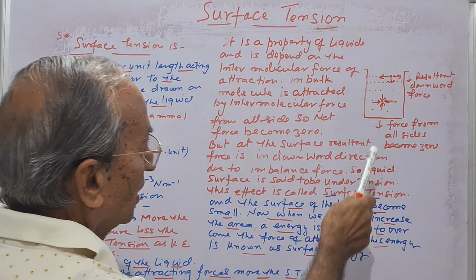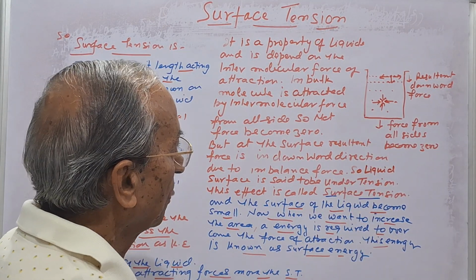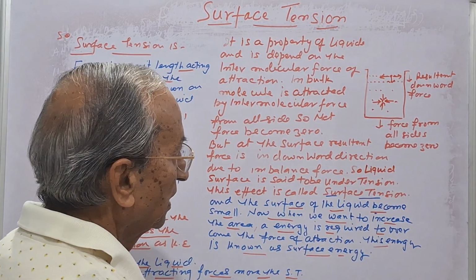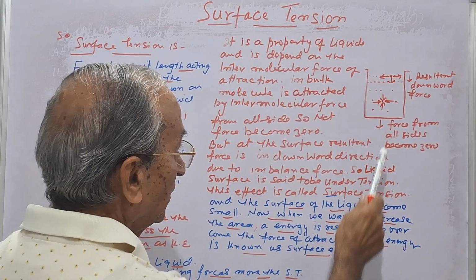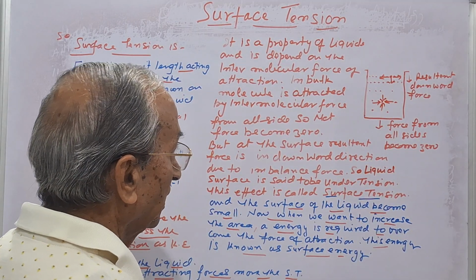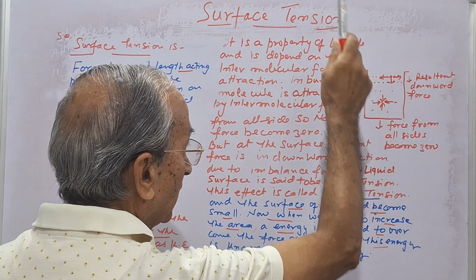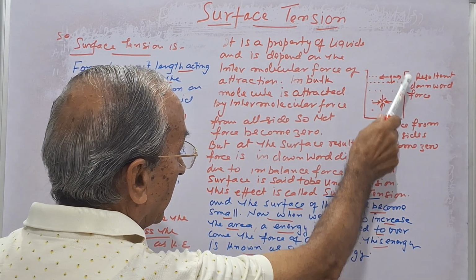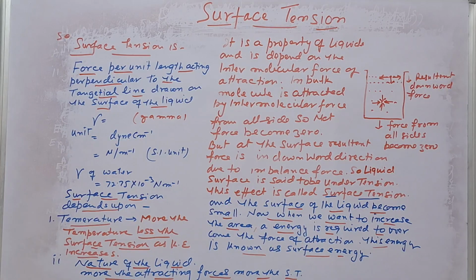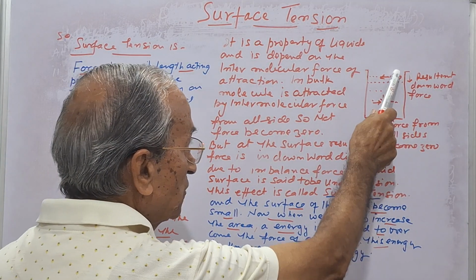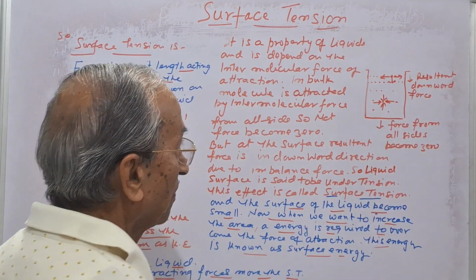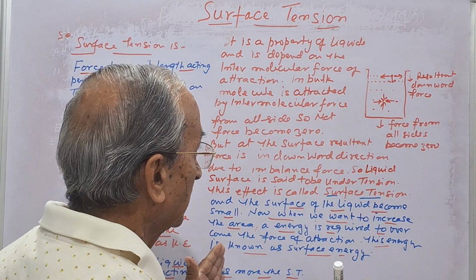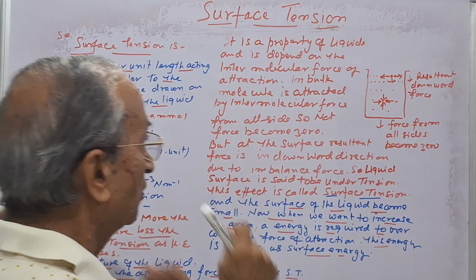Again listen, for a molecule at the surface, the forces of attraction on the left and right sides equalize, and the force in the downward direction is there as there is no water molecule above the surface. So the resultant force will be in the downward direction. Due to this downward force, the surface has some tension and the surface area reduces.